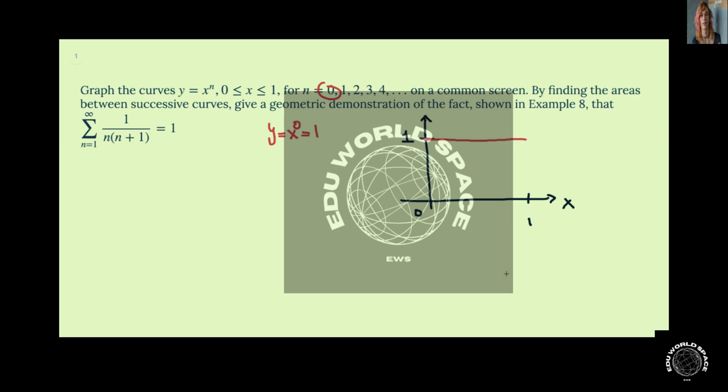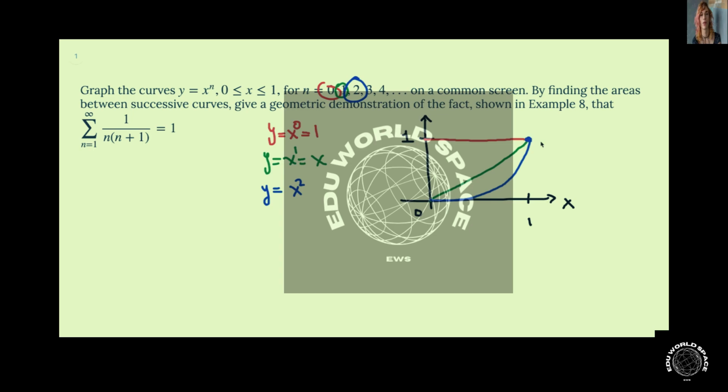Then you could try another number. Let's try n equals 1. So you have y equals x to the 1 equals x. That's just this line through the origin with slope 1, more or less. Let's go for another, x squared. This is our parabola, and we could plot some points here to see that the parabola actually lies underneath.